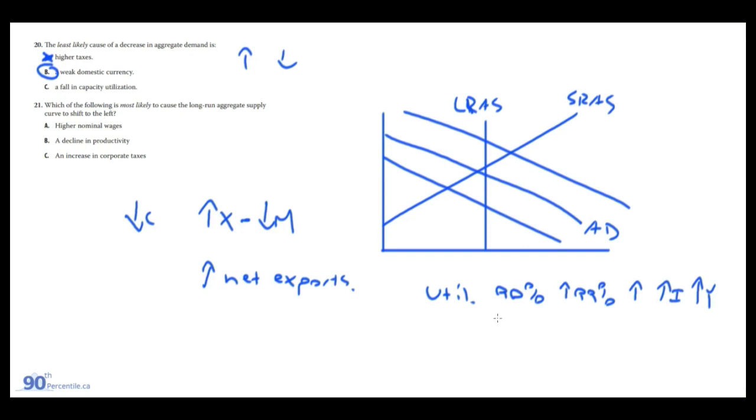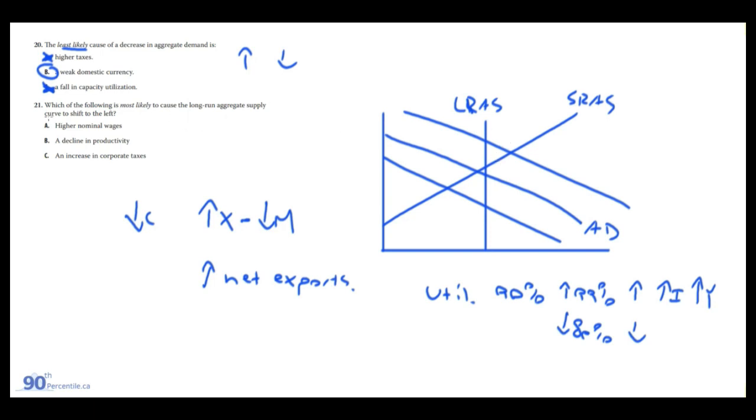So here we have a fall in utilization. So let's say we're going from 90% to like 80%. This would actually decrease investment. So given that we're asking what's least likely to cause a decrease in aggregate demand, this would lead to a decrease in aggregate demand. So this is not your answer.